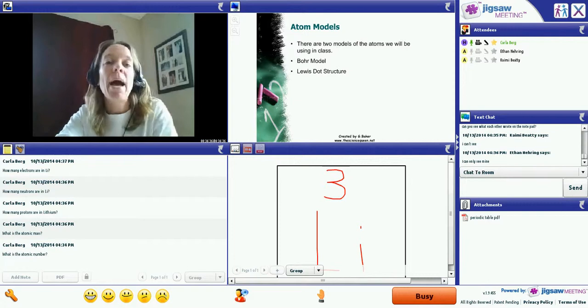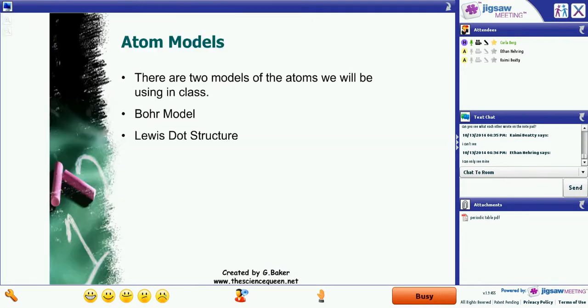So let's go ahead and click back on our PowerPoint screen, and I would make it larger again if I were you, because it just makes it easier to see. When you're talking about models of atoms, there are two main types of models that scientists use. There have been lots of different types, but these are the two that are accepted as correct now. And they are the Bohr model and the Lewis dot structure.